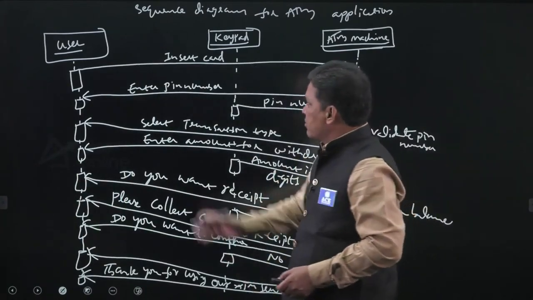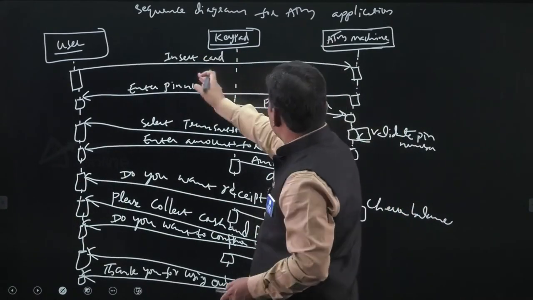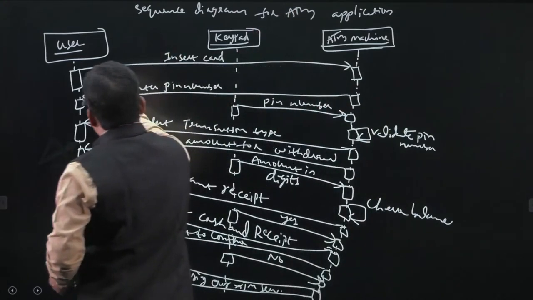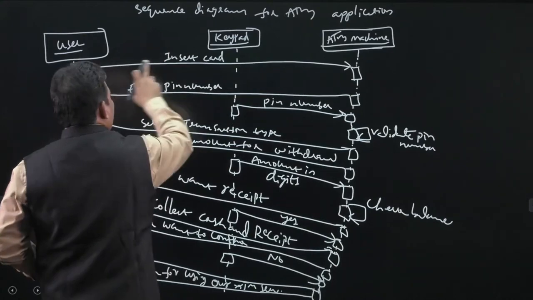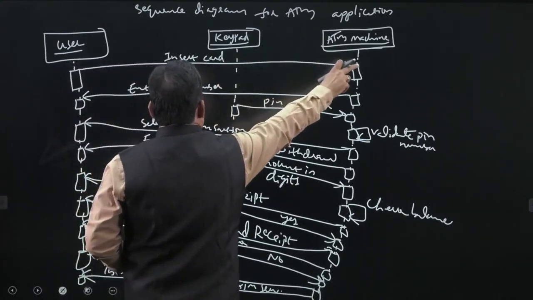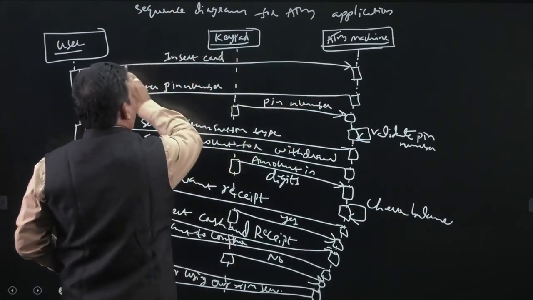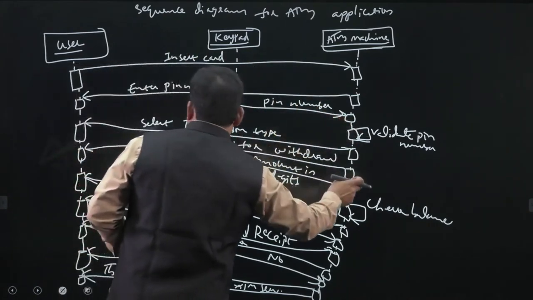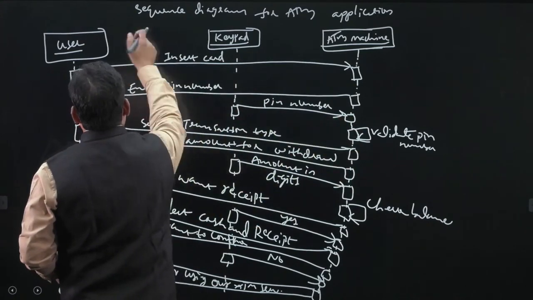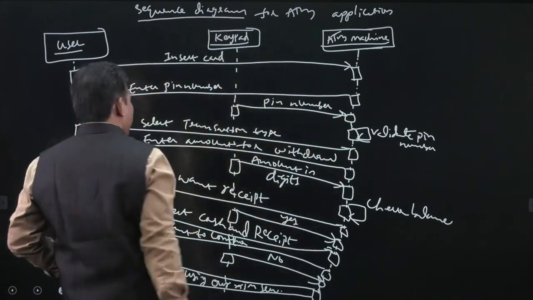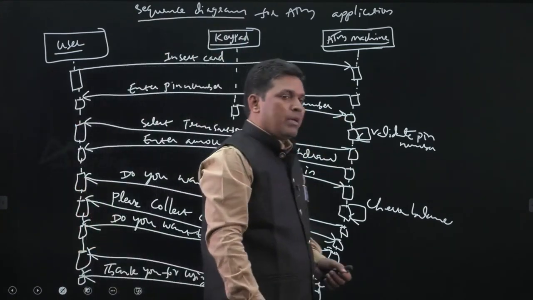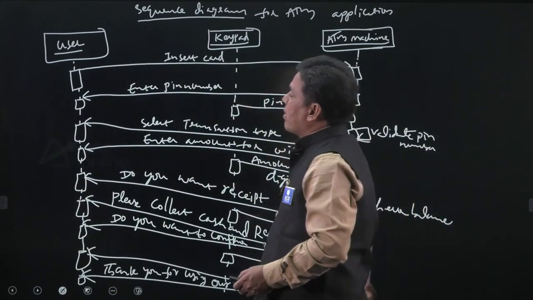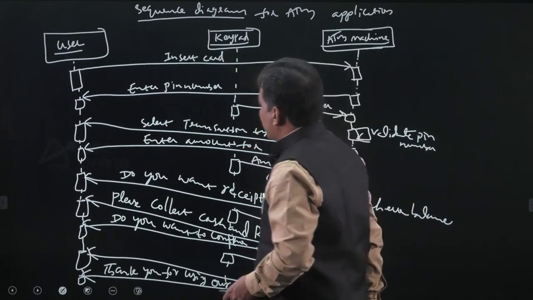Any sequence diagram consists of a set of objects, dispatching of messages among objects, and time ordering of messages. After processing of the first message, the first object sends a message to the third object, the ATM machine. Once this message is completed, then only the second message will take place, then the third message, then the fourth message. That's why it is named the sequence diagram. Dispatching of messages among objects is in a sequential manner, which represents time ordering of messages. That is the importance of the sequence diagram.